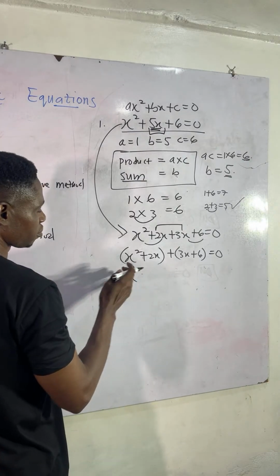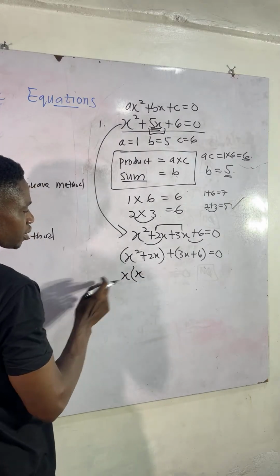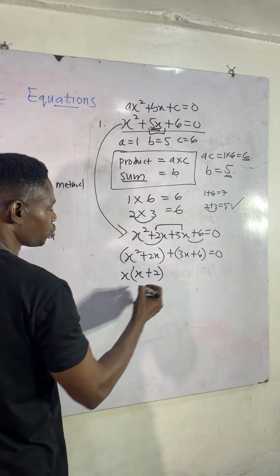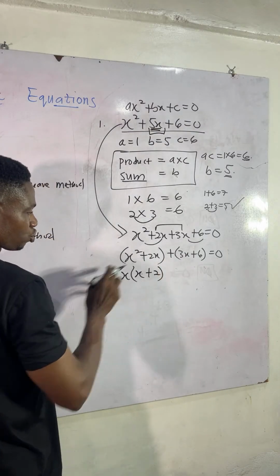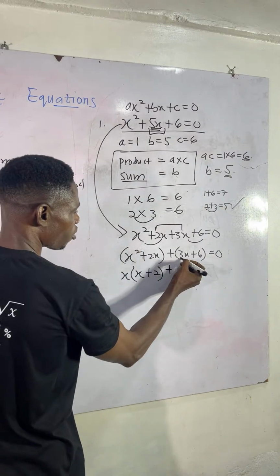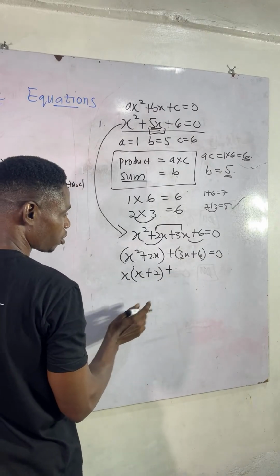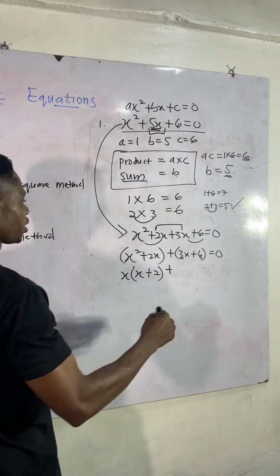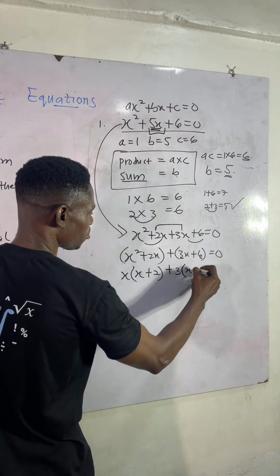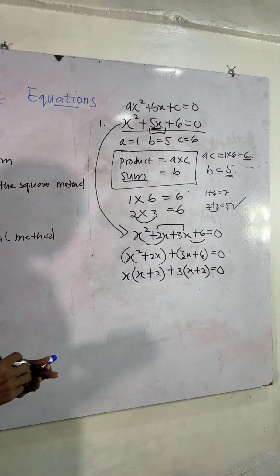X is common between x squared and 2x, so we'll have an x left. X multiplied by x gives us x squared plus 2. X multiplied by 2 gives us 2x, right? Plus, what is common between 3 and 6? I think 3 is common, right? Yeah, so 3 is common. What we'll have left is x plus 2 equal to 0.